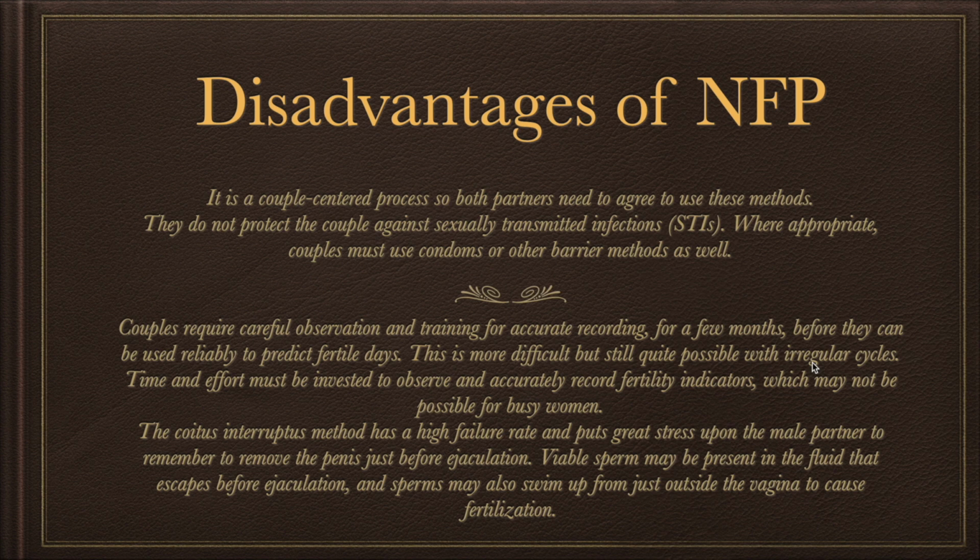This is more difficult but still quite possible with irregular cycles. Time and effort must be invested to observe and accurately record fertility indicators, which may not be possible for busy women. The coitus interruptus method has a high failure rate and puts great stress upon the male partner to remember to remove the penis just before ejaculation.